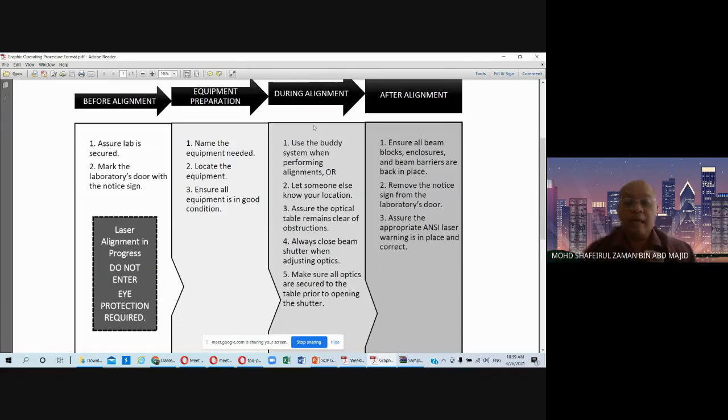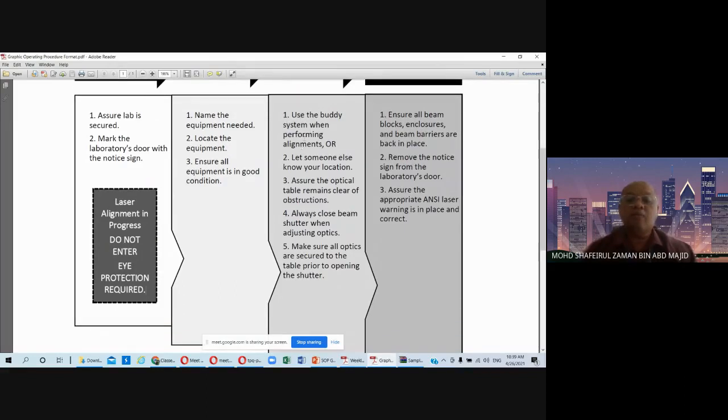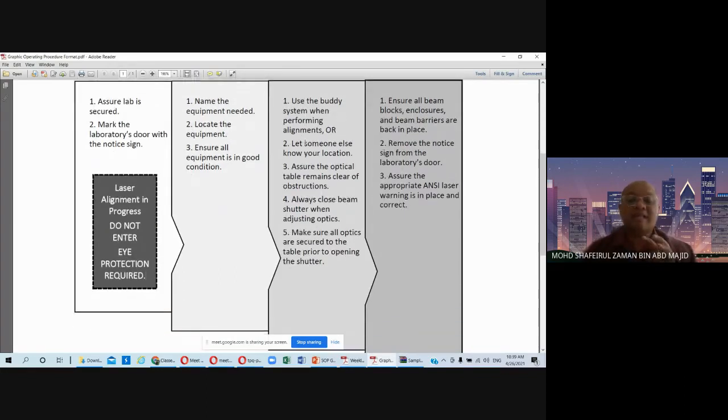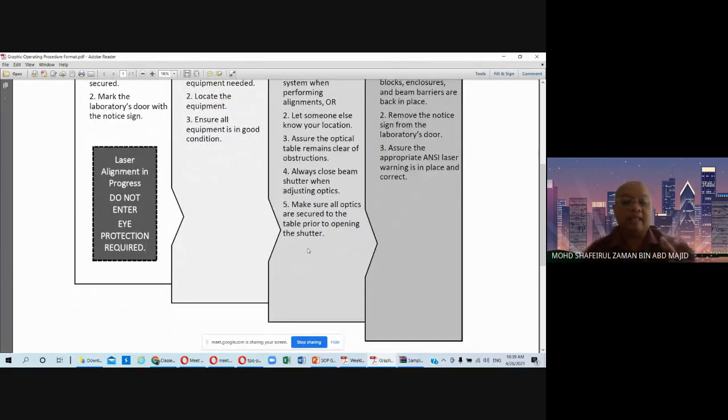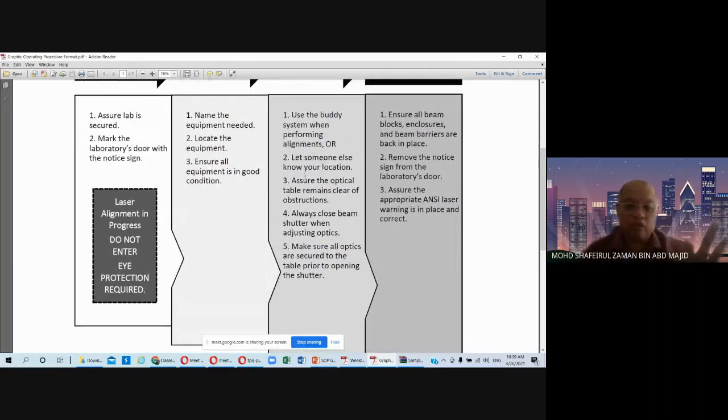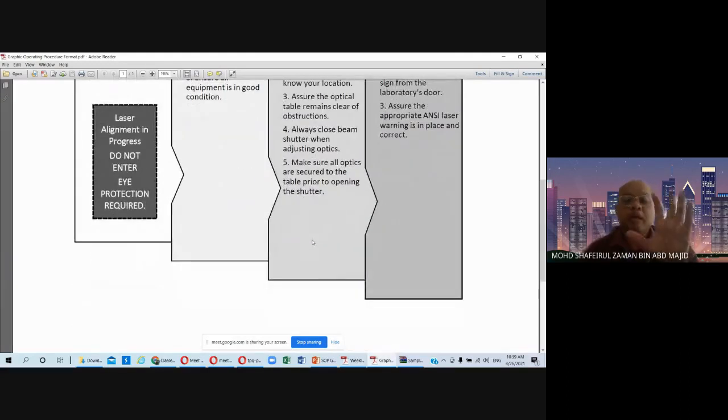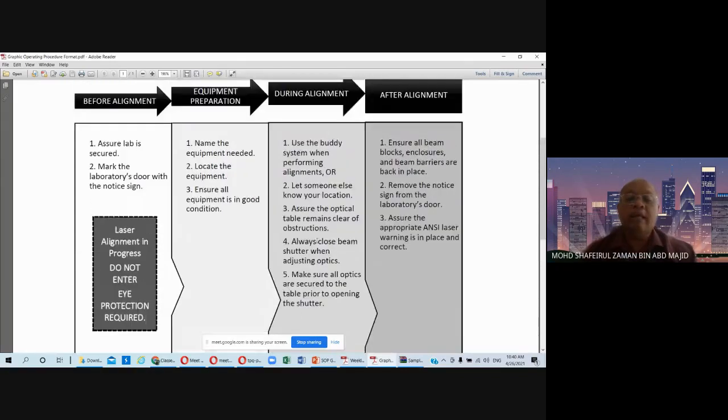During alignment, use the buddy system when performing alignments, or let someone else know your location. Let's say there are 5 steps or procedures that you have to follow here. You need to put in all of the images, or maybe one image that somehow sums up the whole procedure that you're going to explain for this component on during alignment.